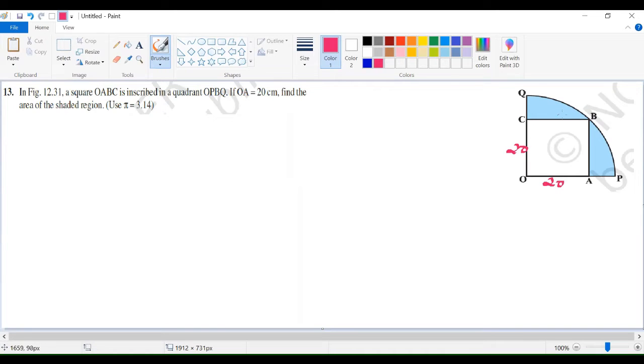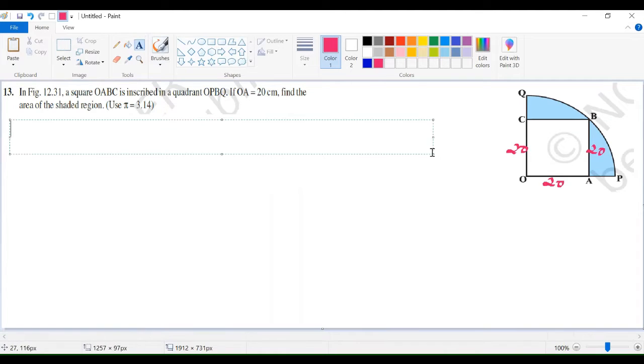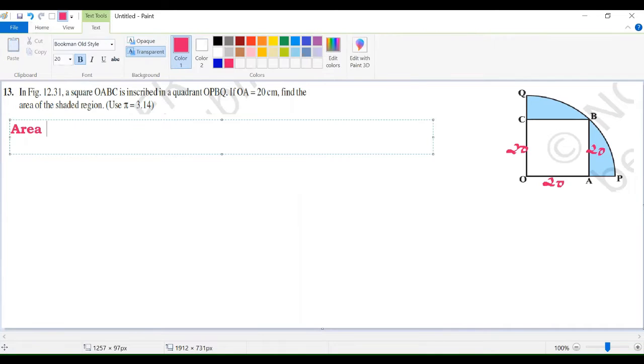Side. We don't have any other measure. So we need to find the area of shaded portion. So from the figure, it is very, very clear that area of the shaded region is equal to the area of that quadrant minus area of square. Very, very simple one.